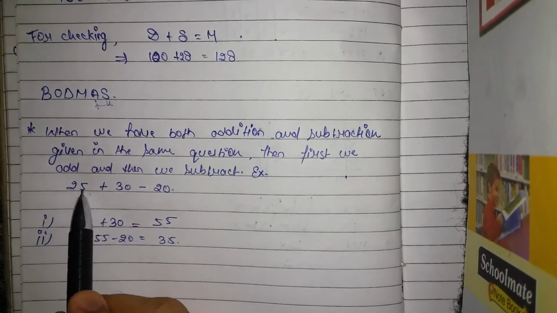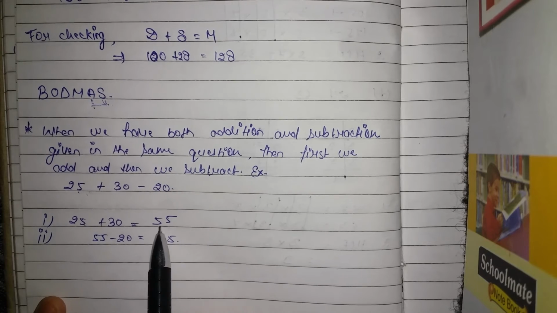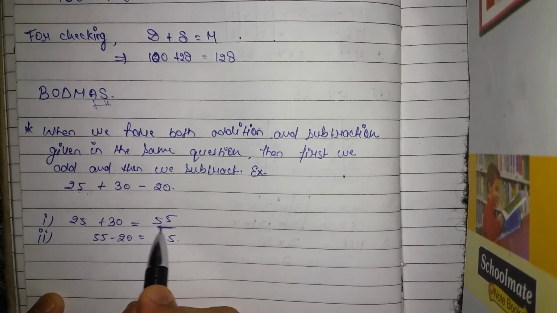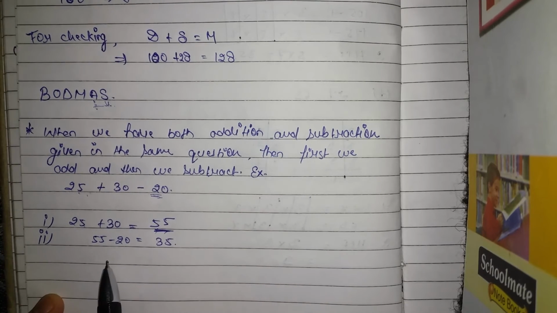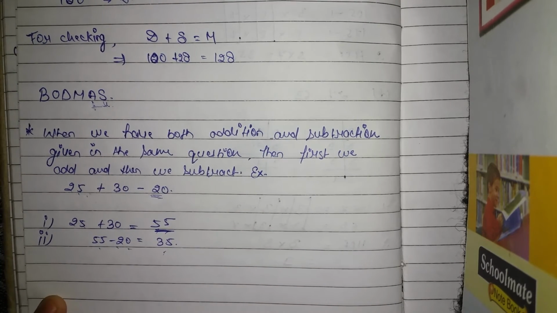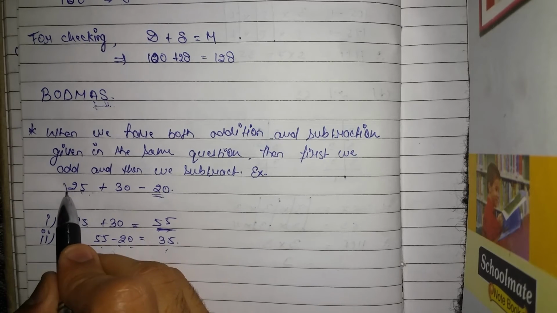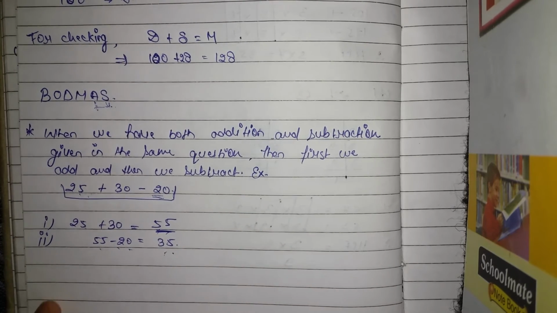Therefore you will be adding these two numbers first. So 25 plus 30 is 55. Now from this sum you have to do the subtraction, means you have to subtract this 20. So 55 minus 20 is 35. Therefore the final answer of this question is 35.